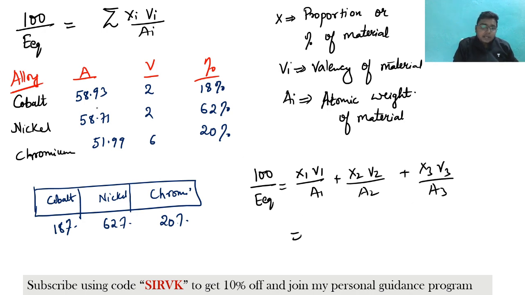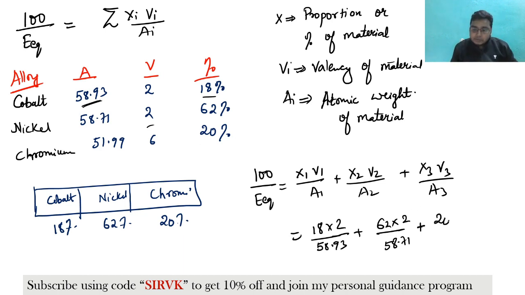Now what is x1? X1 is 18%, so put it here: 18 into 2 by 58.93, this is a1, plus x2, this is 62, v2 is 2, divided by 58.71, plus x3. What is x3? X3 is 20%, means chromium is 20%. The valency is 6, and A3, the atomic weight, is 51.99. So from here you can very easily calculate the E equivalent.